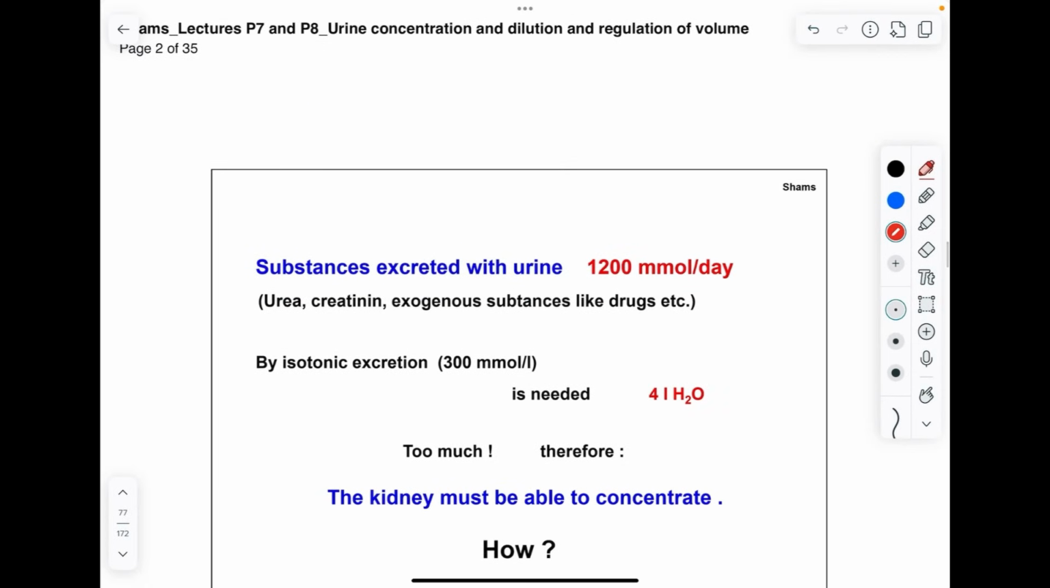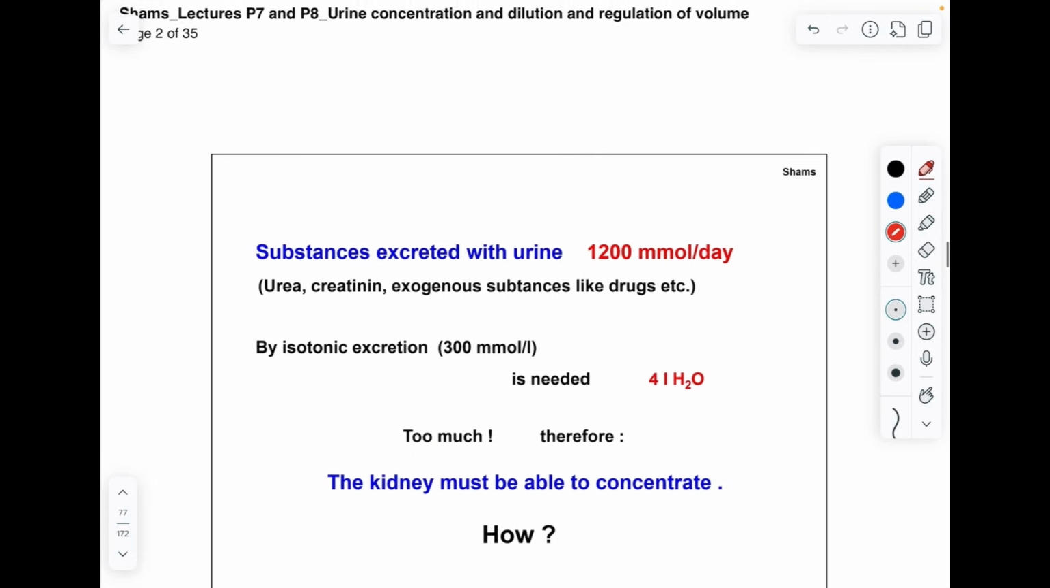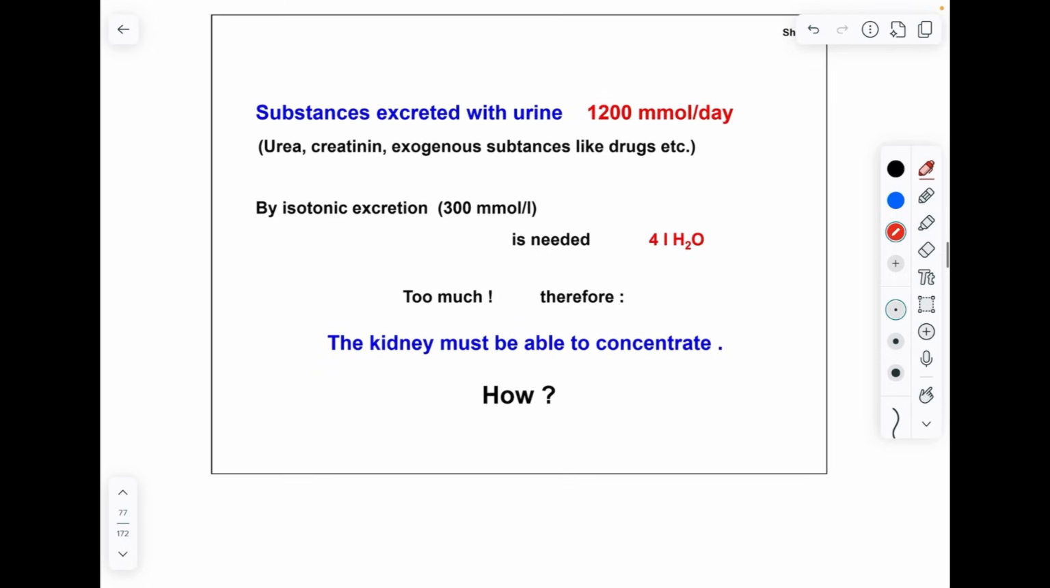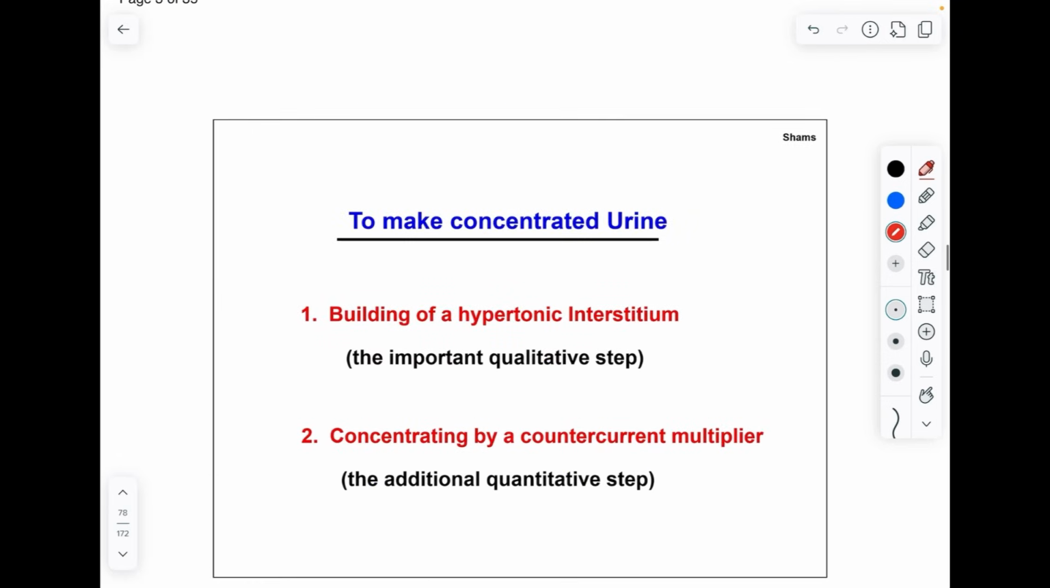Okay, guys, so now we start with the 7th and 8th lecture. From this slide, you don't need to know much. You just want to know that, okay, we cannot excrete urine that's not concentrated. Why? Because if you want to excrete the solutes that you want to get rid of in unconcentrated urine, you will need to urinate about 4 liters of water. And that's too much. Imagine 4 liters of water daily. So what can we do about that is concentrating urine.